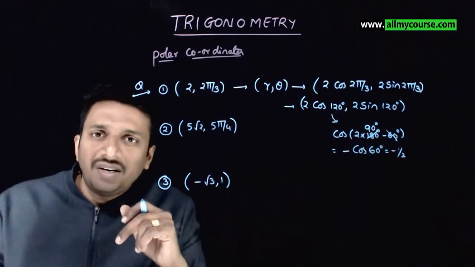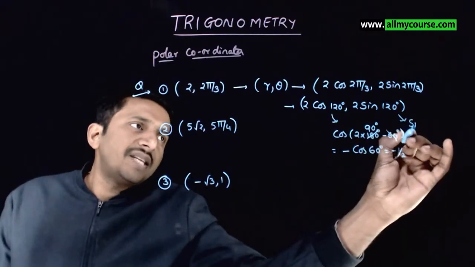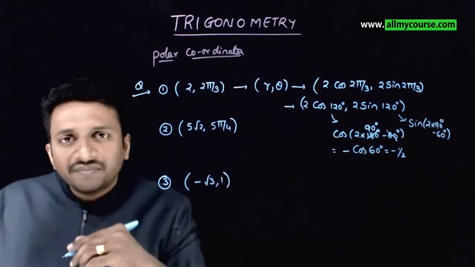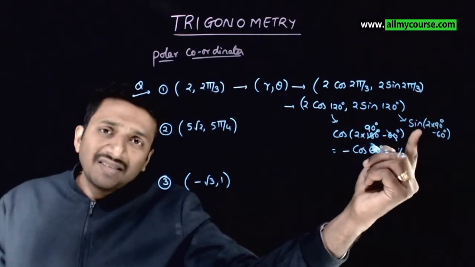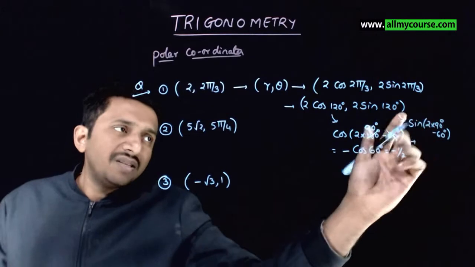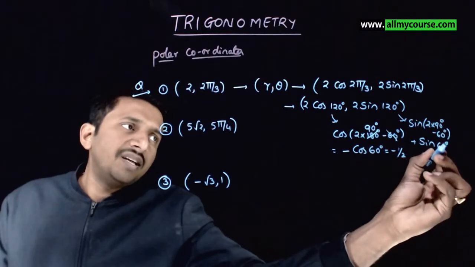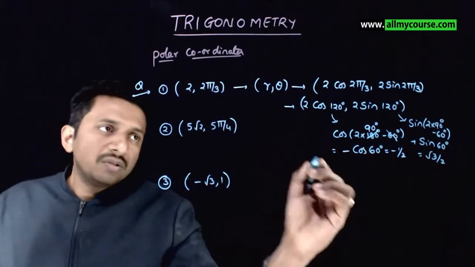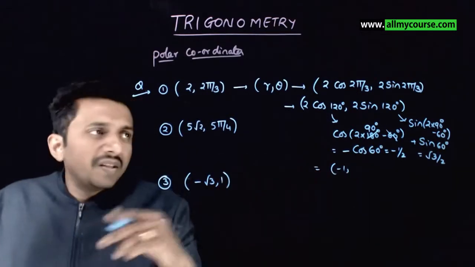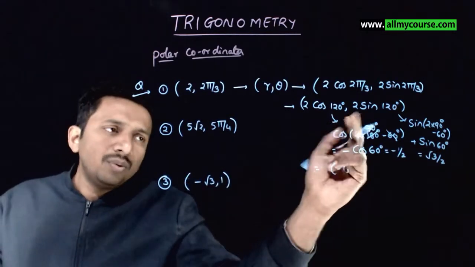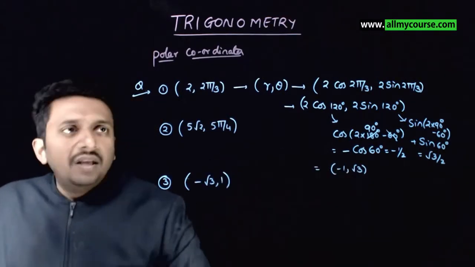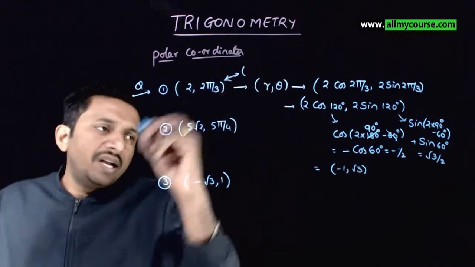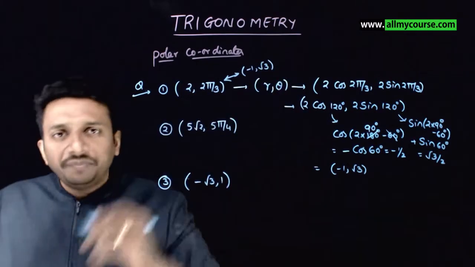Similarly, sin 120 degrees can be written as sin of, again, 2 times 90 degrees minus 60 degrees. Again the angle is in the second quadrant, so sin is positive. The number is even, so sin remains sin 60 degrees, which is equal to root 3 by 2. So cos 120 is minus 1 by 2, so 2 cos 120 is minus 1. Sin 120 degrees is root 3 by 2, so 2 sin 120 degrees is root 3. So the polar coordinate 2 comma 2 pi by 3 is the same as the Cartesian coordinate minus 1 comma root 3.